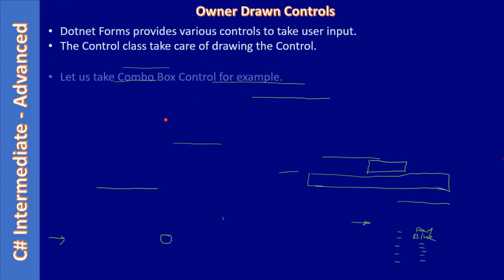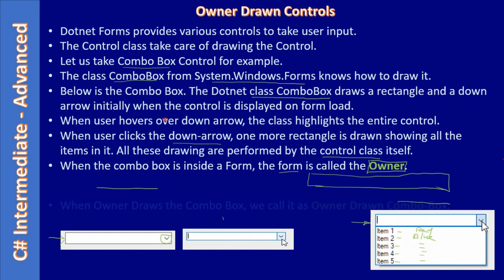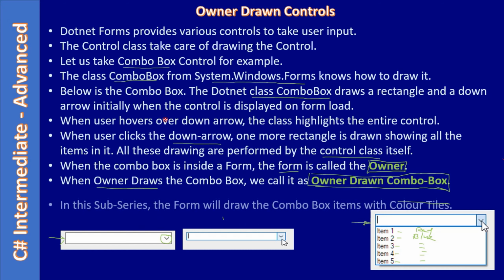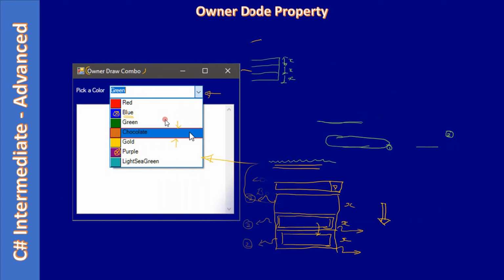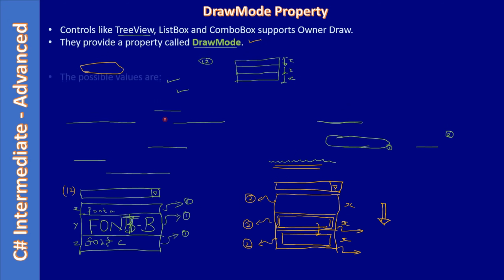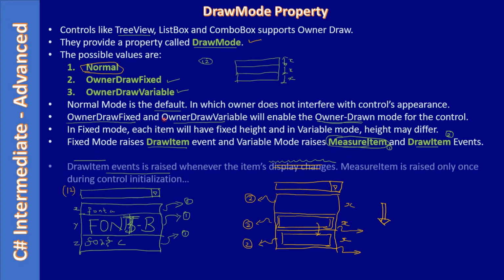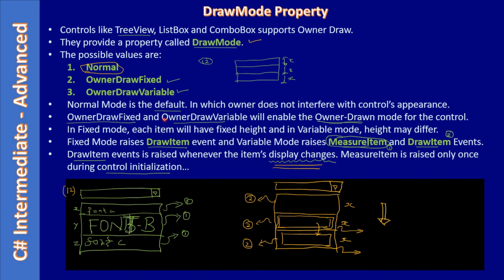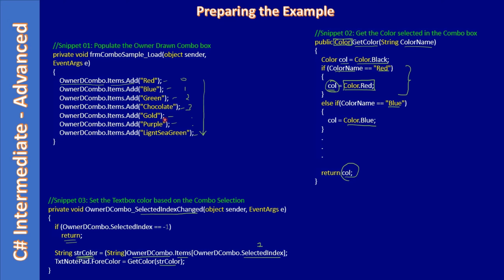These are all the decks from previous parts. First we learned about the basics of owner drawn control. Then we talked about the example. Then we learned about the draw mode property and how the draw mode property enables owner drawing. Then we prepared our example with the initial warm-up code.